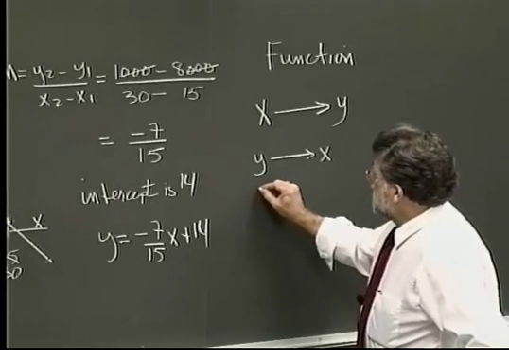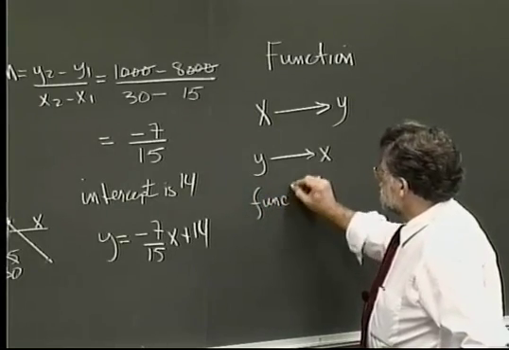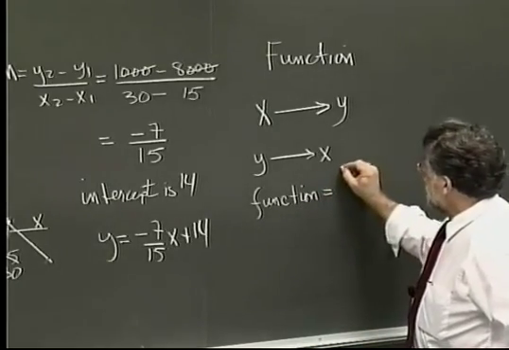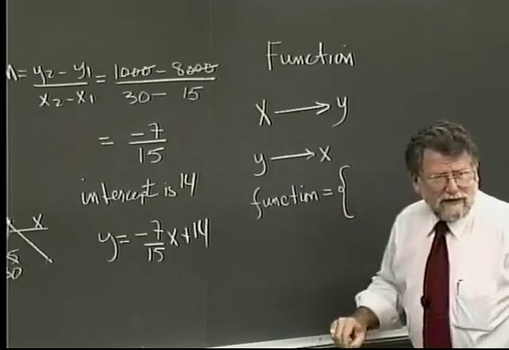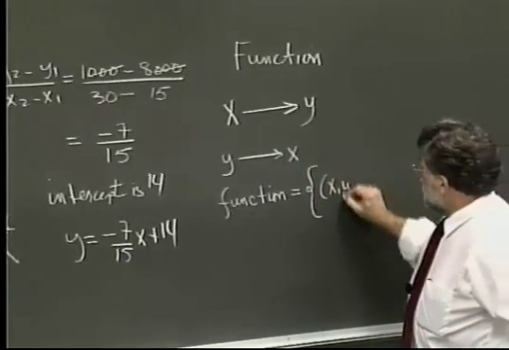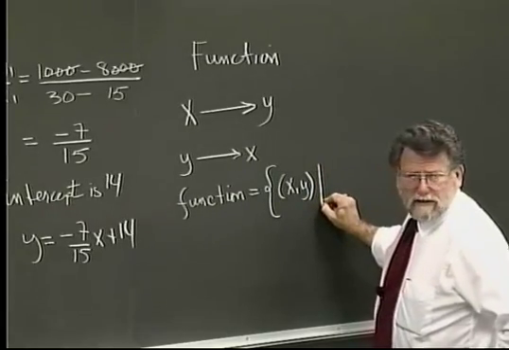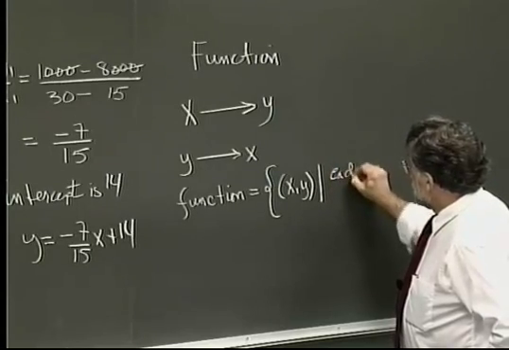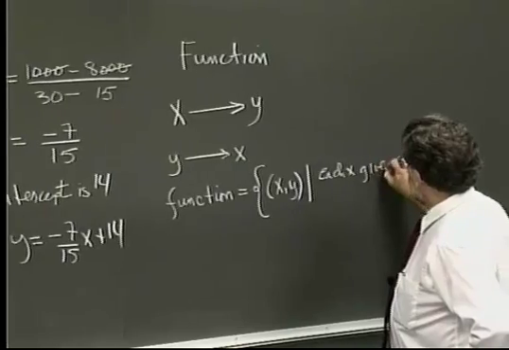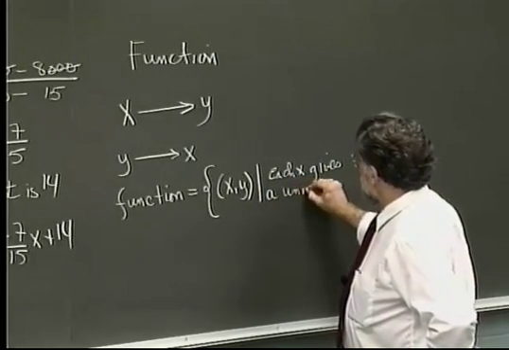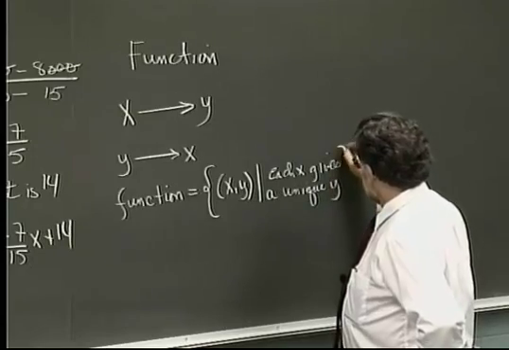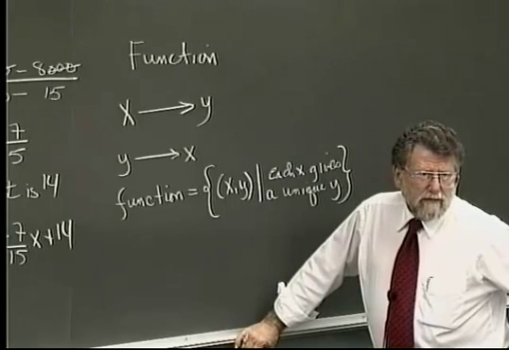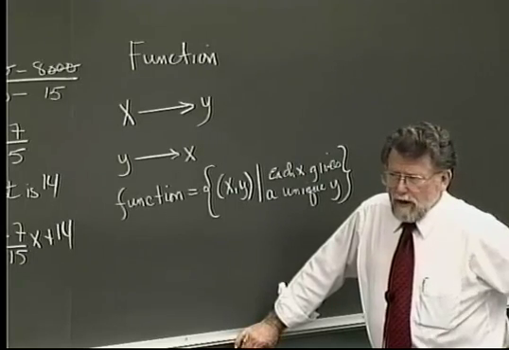Okay. Now, what was my definition of function again? Set of ordered pairs. Function, a set of ordered pairs, equals a set of ordered pairs, x comma y, such that each x gives a unique y. Now that statement is what I said earlier. I give you an x, you give me the y.